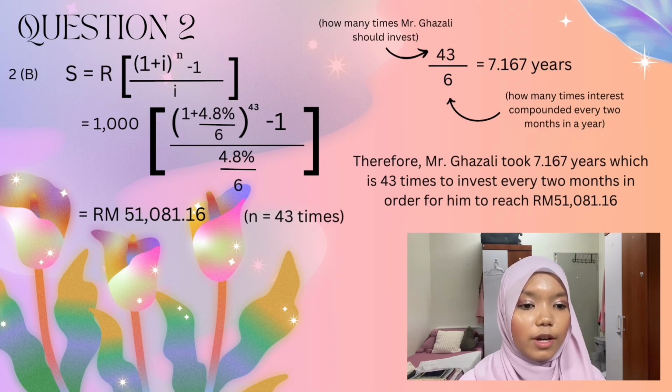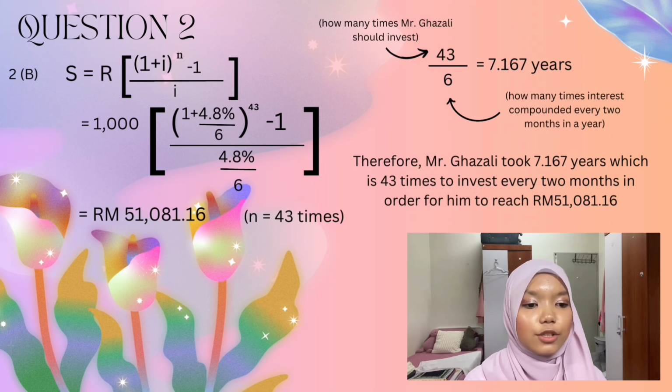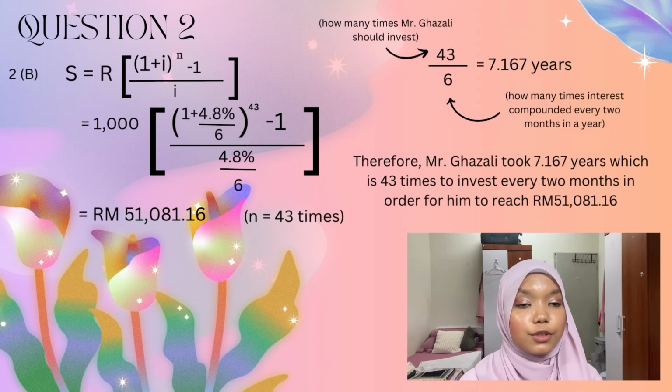Next, 43 will divide by 6, then we will get 7.167 years. Therefore, Mr. Ghazali took 7.167 years, which is 43 times, to invest every 2 months in order for him to reach 51,081 ringgit 16 cents.